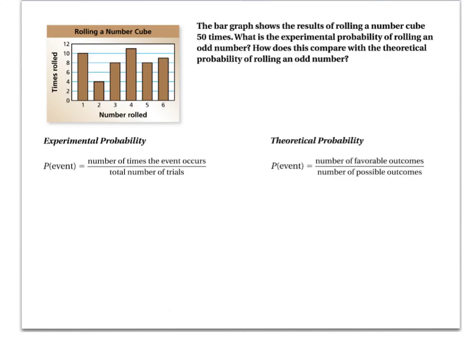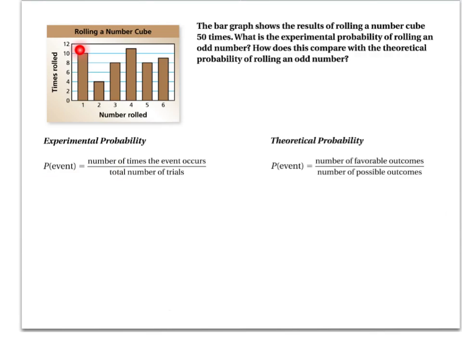Alright, we have a bar graph here. It shows us the results of rolling a number cube 50 times. What's the experimental probability of rolling an odd number? Well, here are our odd numbers, 1, 3, and 5. Down here I'm looking at experimental probability. I want to know the probability of an event, the number of times the event occurred, divided by the total number of trials.